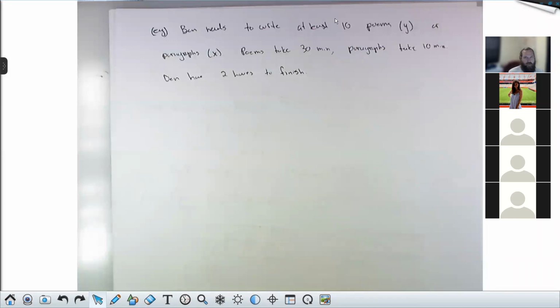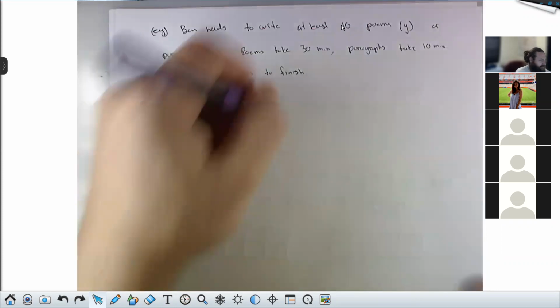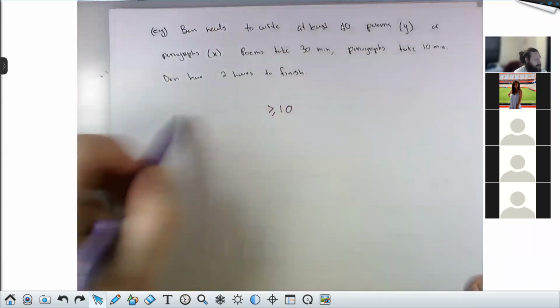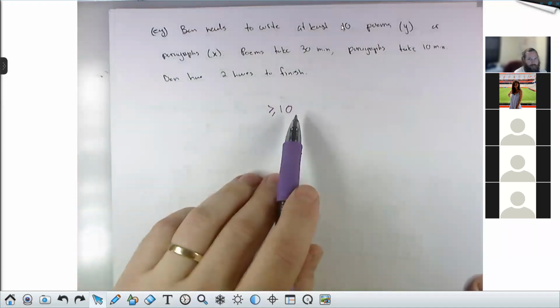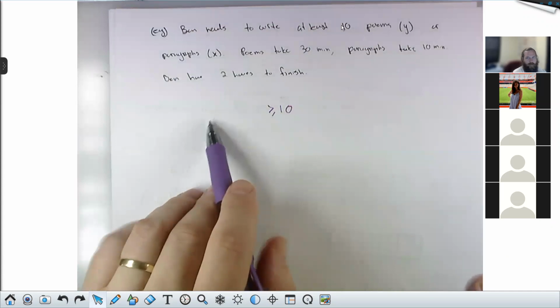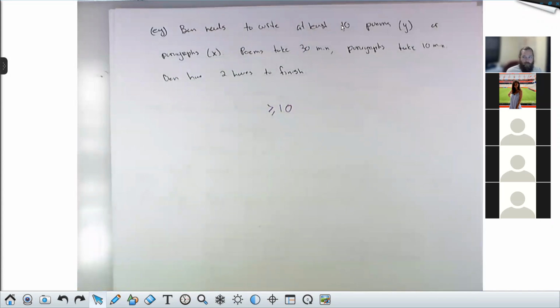So something needs to be at least 10. That means we're going to have an inequality. Something over here is greater than or equal to 10. And the expression over here should be the total number of things he produces, right? He needs some combination of poems and paragraphs adding up to at least 10. Well, if he writes y poems and x paragraphs, then how many things altogether has he written?